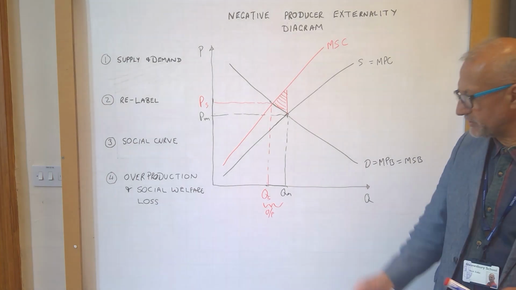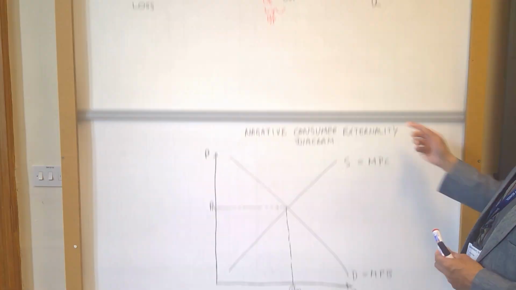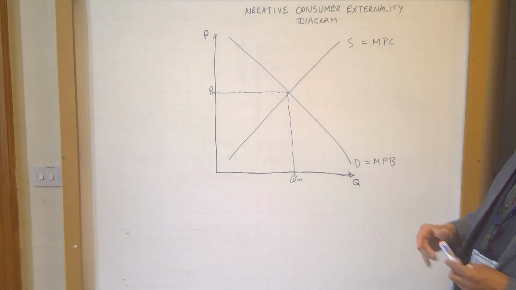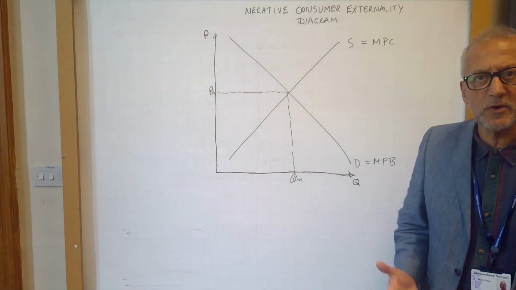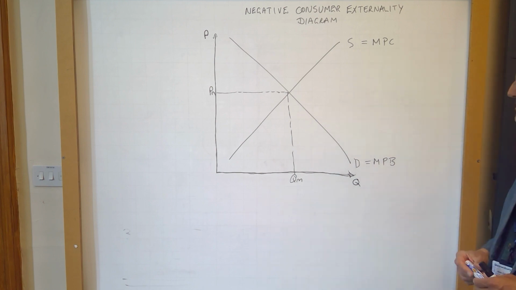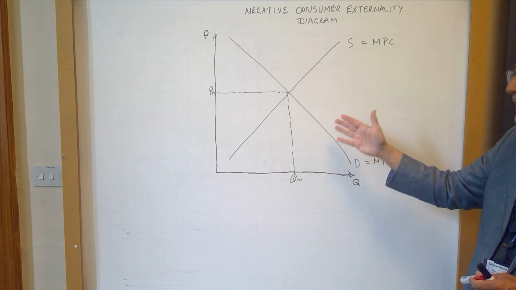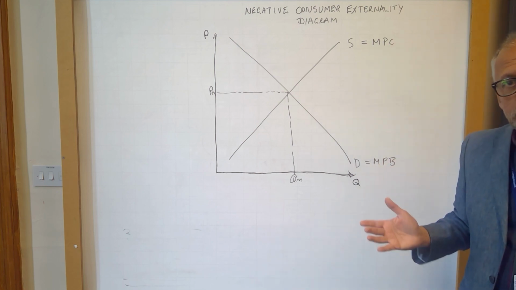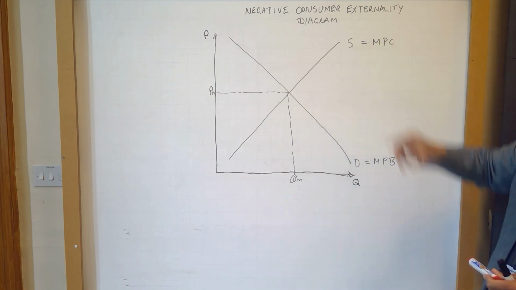Okay, straightforward. Does that work with a negative consumer externality? Yes, it does. Exactly the same. I've already done stage 1 and 2 for you. So I've already drawn the supply and demand diagram, and I've already labelled it. No difference. In this case, it's a consumer externality.